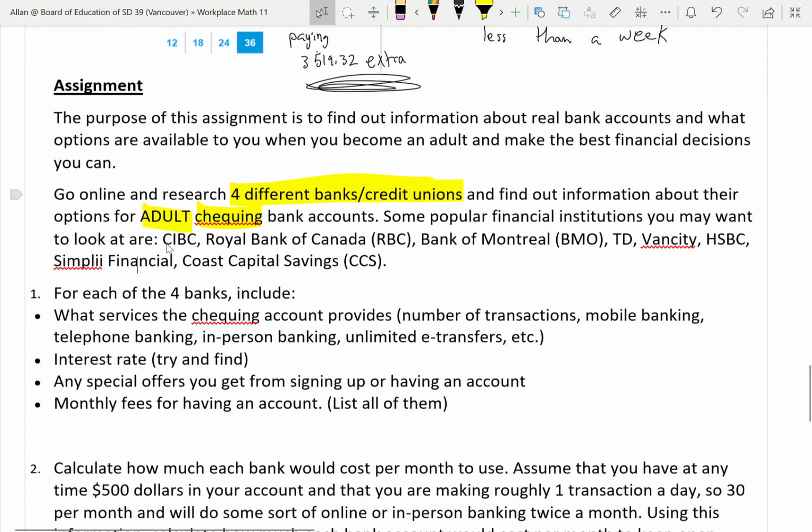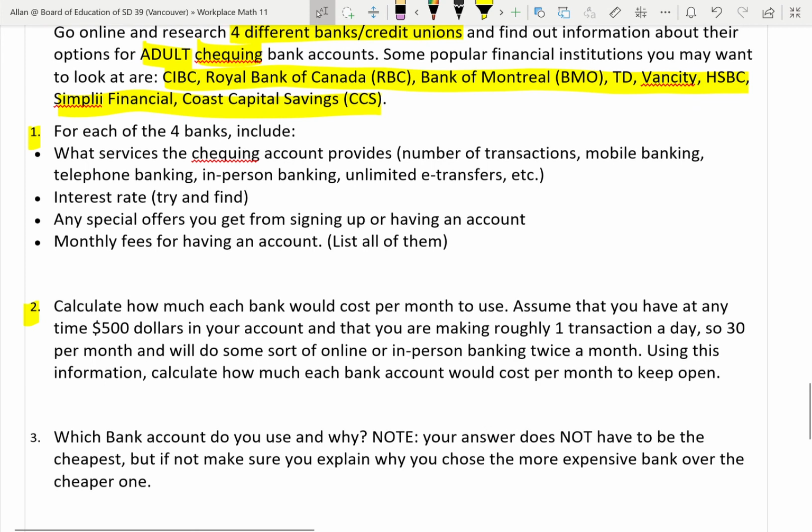To give you some ideas, there are a bunch of different choices here: CIBC, Royal Bank of Canada, Bank of Montreal, Simply Financial, Coast, and Capital Savings. For each one, you have to include the following. For number 1 and number 2, you're doing each one of these 4 times. For each of the 4 banks, include what services the checking account provides. How many transactions do you get? Do you get mobile banking? Telephone banking? E-transfers, and how many of them? Try to find out as much information as you can. Try to find the interest rate. This part is going to be hard to find.